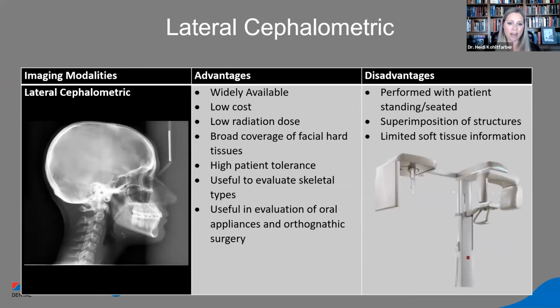Next, we have our lateral ceph. Again, widely available, very common, low dose, low radiation. We do get a broad field of view to be able to look at. Patients tend to like these as well. We can evaluate all the skeletal types, so from that standpoint, that's very good. Useful in evaluating some oral appliances as well as orthodontic surgery. But the disadvantage is our patient is usually standing or seated. Again, lots of superimposition of structures, and I'd say limited soft tissue information. We do get a little bit, but very limited.